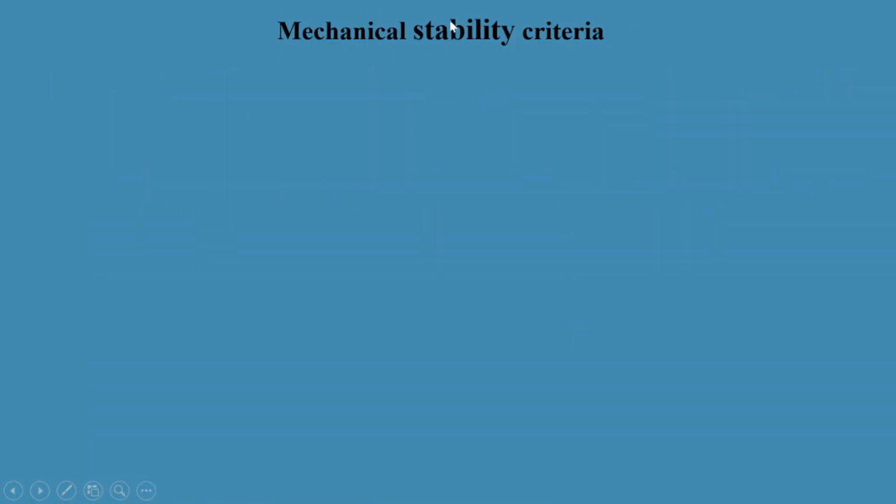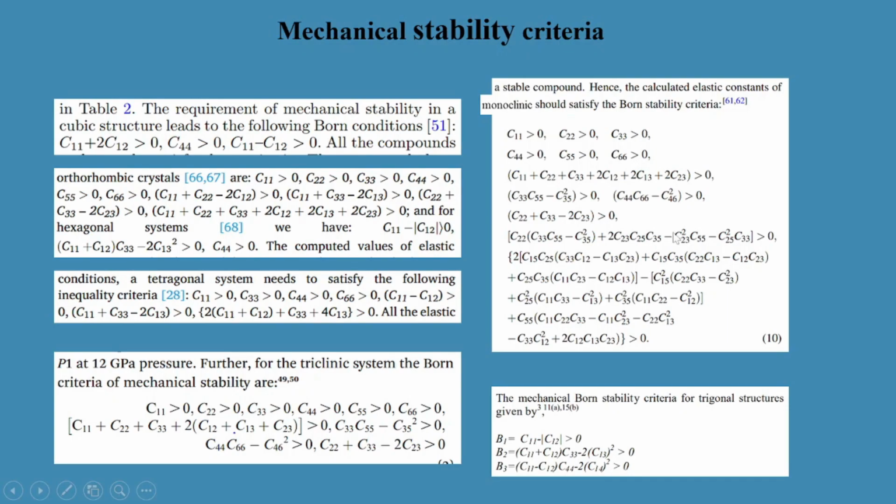And the mechanical stability criteria. Every crystal structure has different stability criteria for assuring its mechanical stability, and all of them are summarized here. Here you can see the stability criteria with their corresponding crystal structures, like cubic, hexagonal and so on.